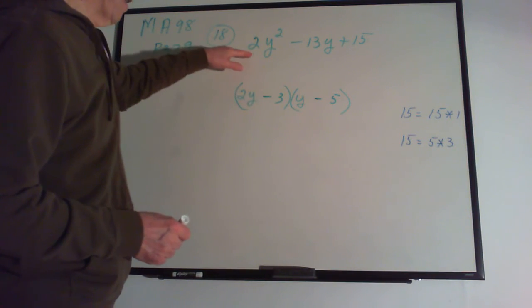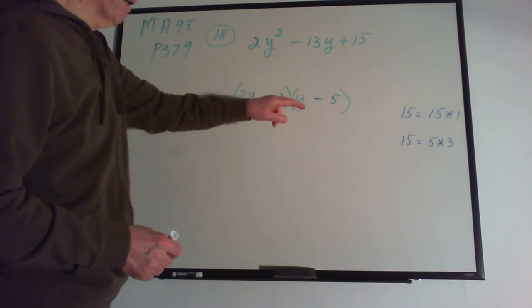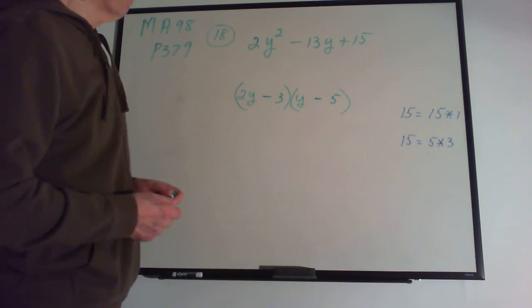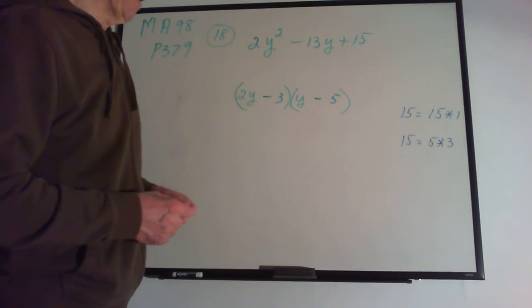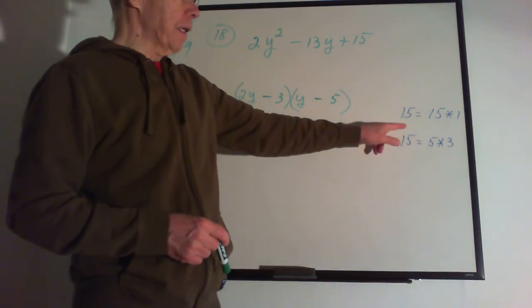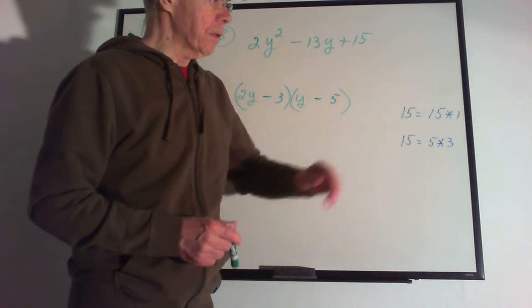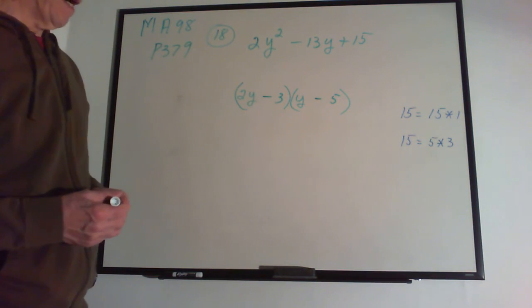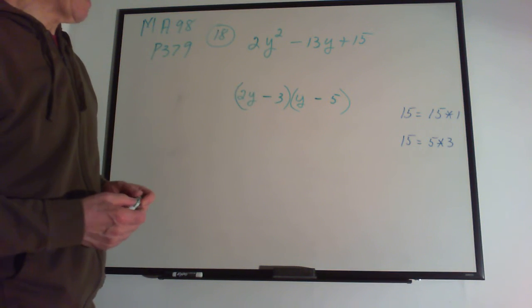2y times y is the only way I can get 2y squared. Put a 2y there and a 2y there. I'd put 2y squared here if I wanted to, but it won't work. So 15, and I have a 13 here. Factors of 15 are 15 times 1, or 15 is equal to 5 times 3. 2 times 5 is going to give me 10, plus 3 will give me my 13.